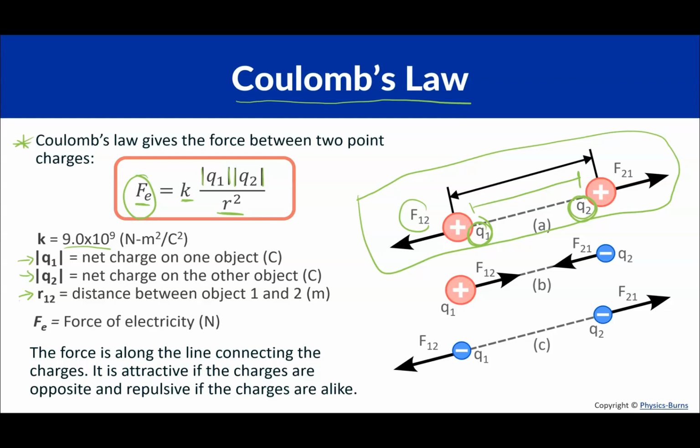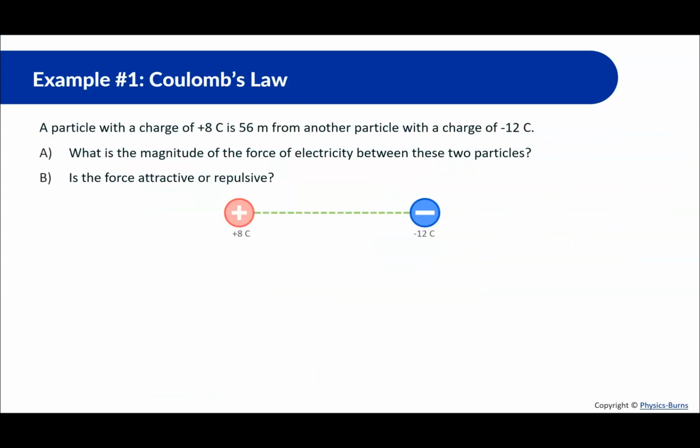Moving on, first example here we go. A particle with a charge of positive 8 coulombs is 56 meters from another particle with a charge of negative 12 coulombs. Just letting you know, this is a lot of charge, but just to understand how to do these kinds of problems, I felt like this would be easier. A, what is the magnitude of the force of electricity between these two particles? B, is the force attractive or repulsive?